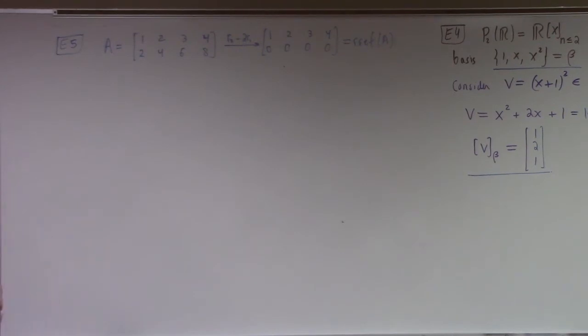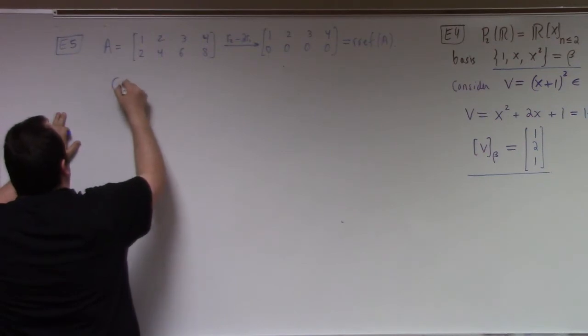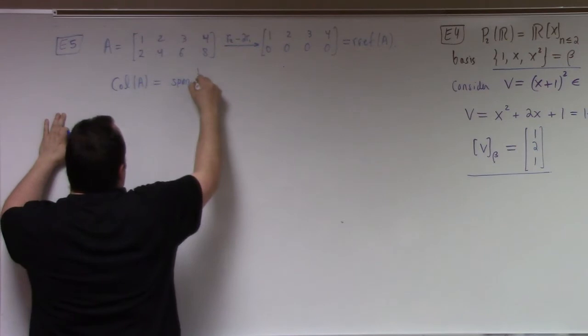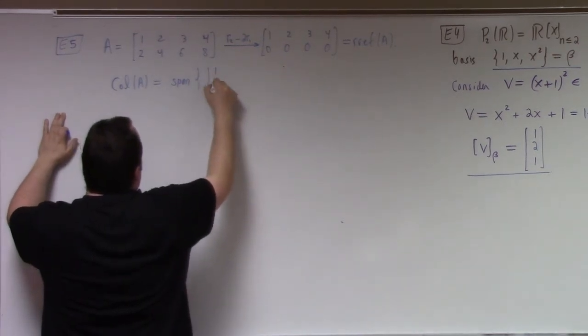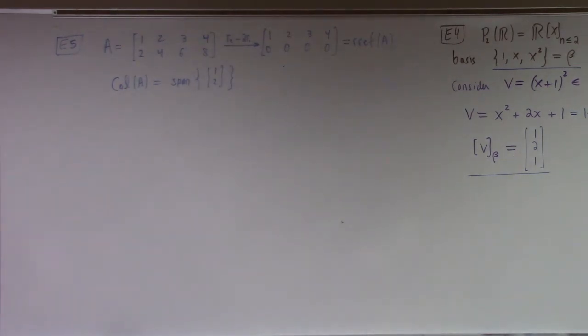So the column space, what can you observe about it? Every column is what? It's just a multiple of what? The first column. So the column space of A would be the span of (1, 2). Right. How about the row space of A?